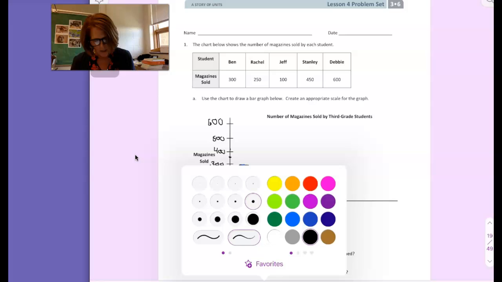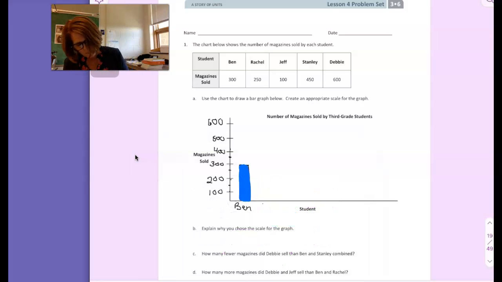Let's go to our next one, which is Rachel. And again, you have to write small and neatly for these. We have Rachel who sold 250. So I'm going to come up here. Here's 200. About halfway in between 200 and 300 is 250. So I'm going to draw my graph there. And I'm going to do this one like this, just shade it in like that.